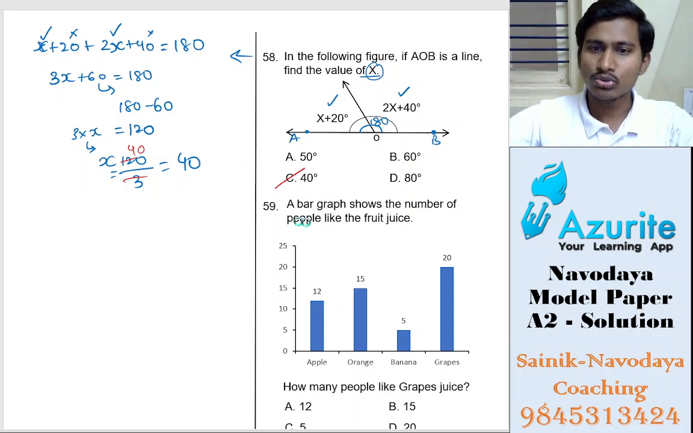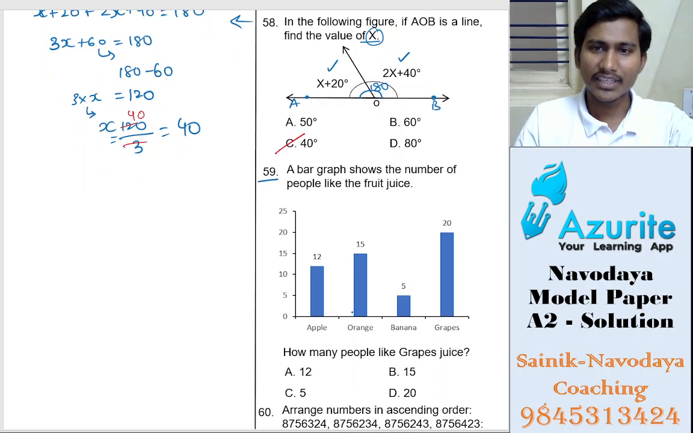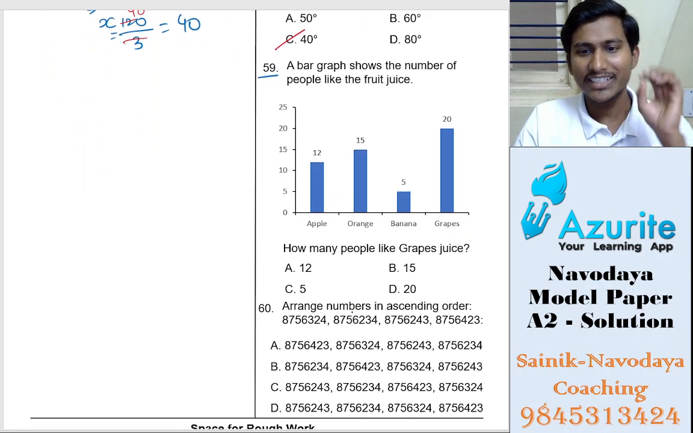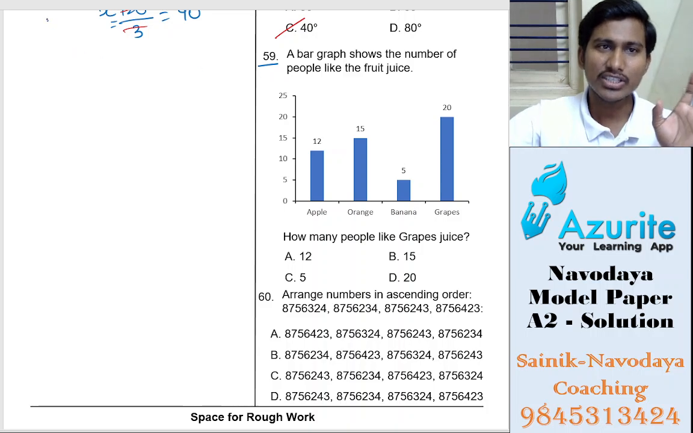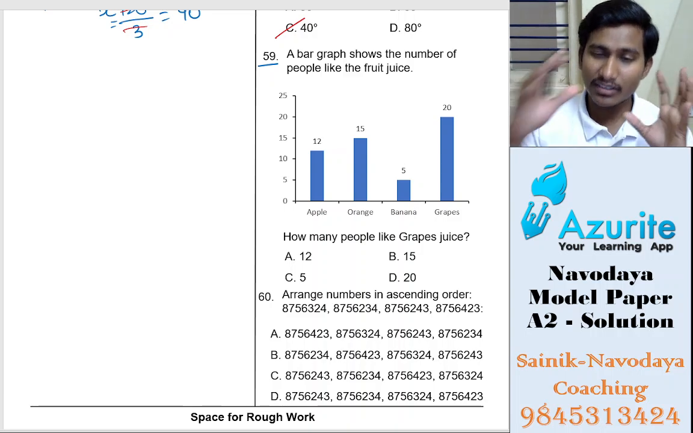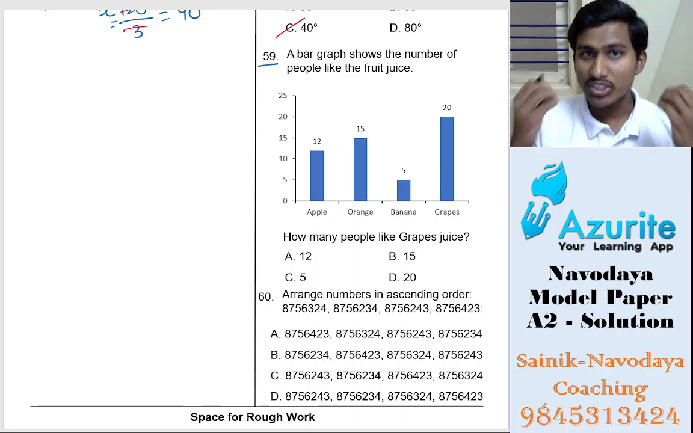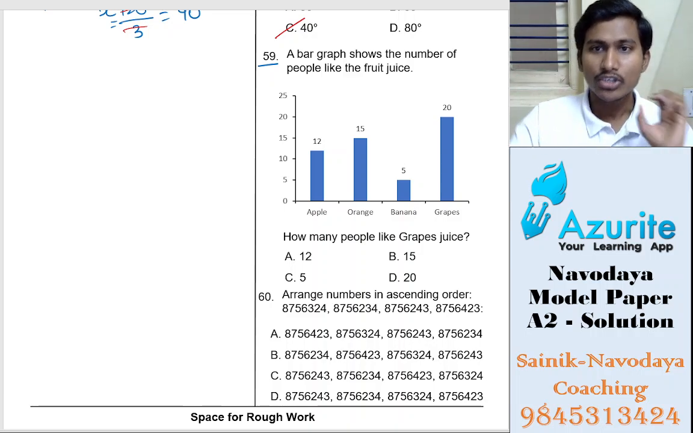Now let's do 59. Yes, so 59 is also a very easy question. Okay, it is a graph question, very easy, just you have to read and understand, right? What you have to do, always see the types, these different types of questions. So see those types and practice them. Okay, so what is the question?